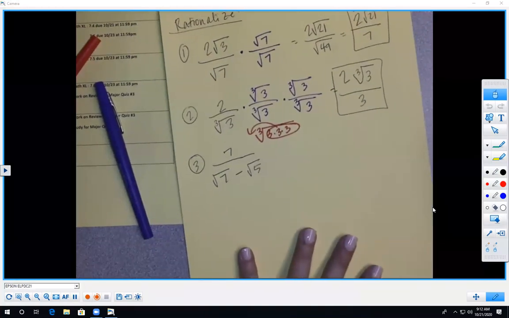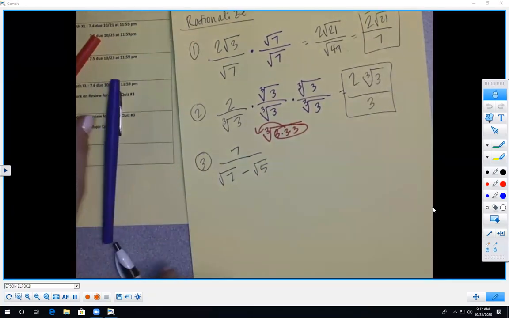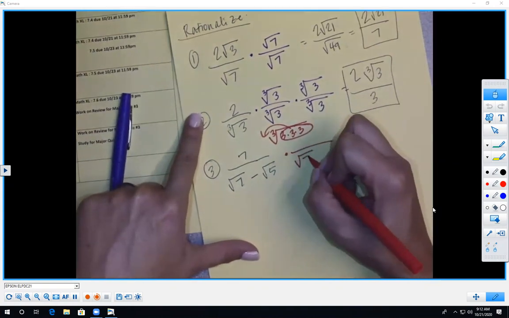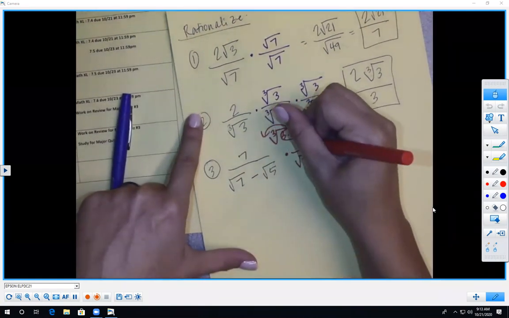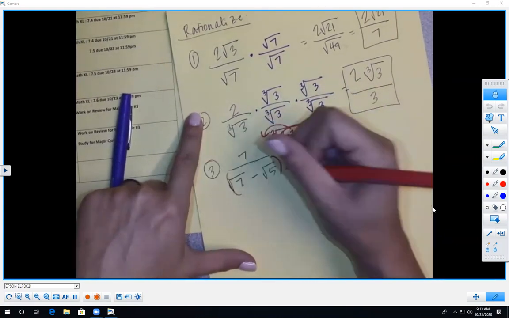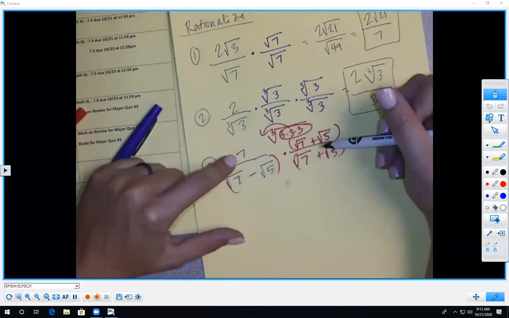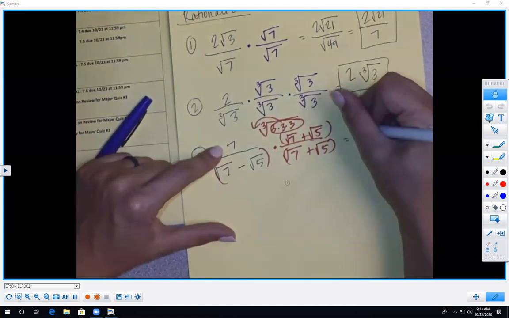Okay, for number 3, this is the one where you have to multiply by the conjugate. The conjugate in this case is the square root of 7 plus the square root of 5. You have to do that on bottom and on top. So on top, I need to distribute the 7 into the square root of 7 plus the square root of 5. 7 times the square root of 7 is 7 square roots of 7.